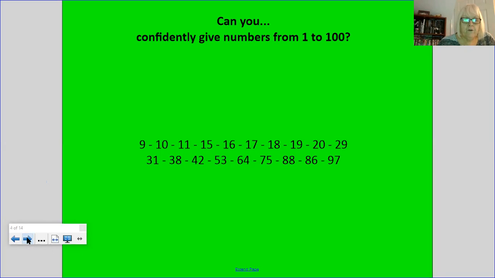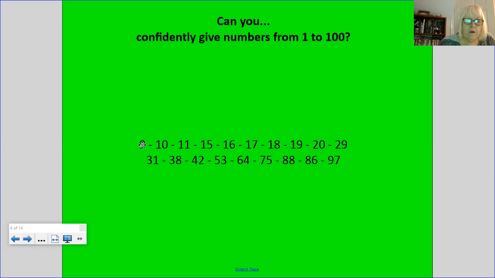Okay, so here we are. If you can practice this on your own, can you confidently give numbers from 1 to 100? So have a go at doing these. I'll call them out in just a second. Maybe record yourselves doing this, just on your phone or something. Do these and then listen back. Okay, so when you're ready, move on.